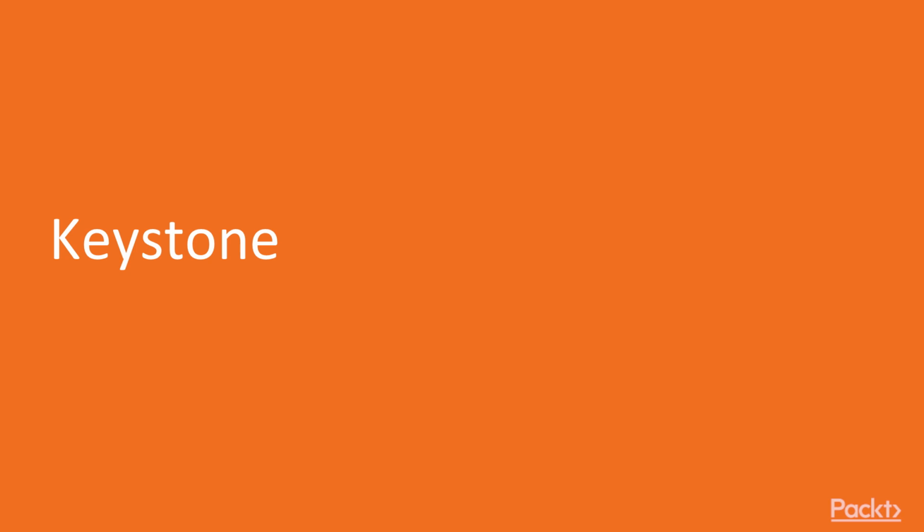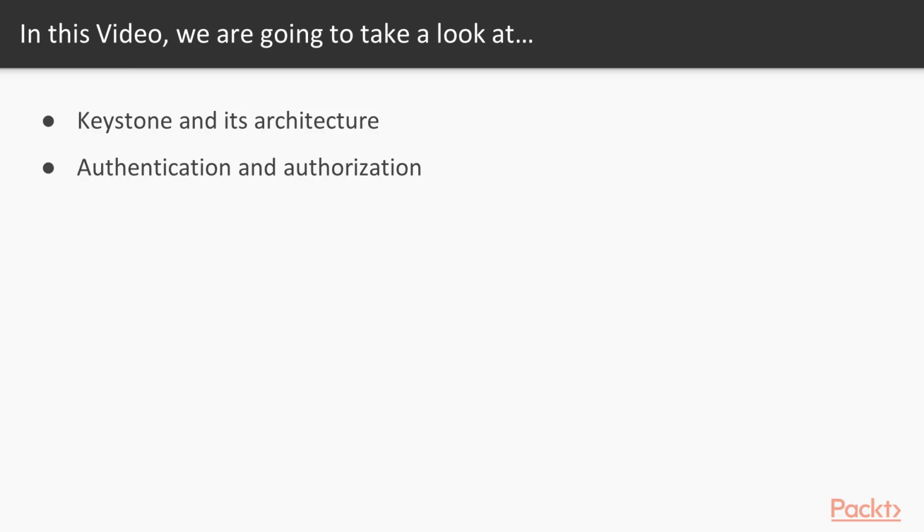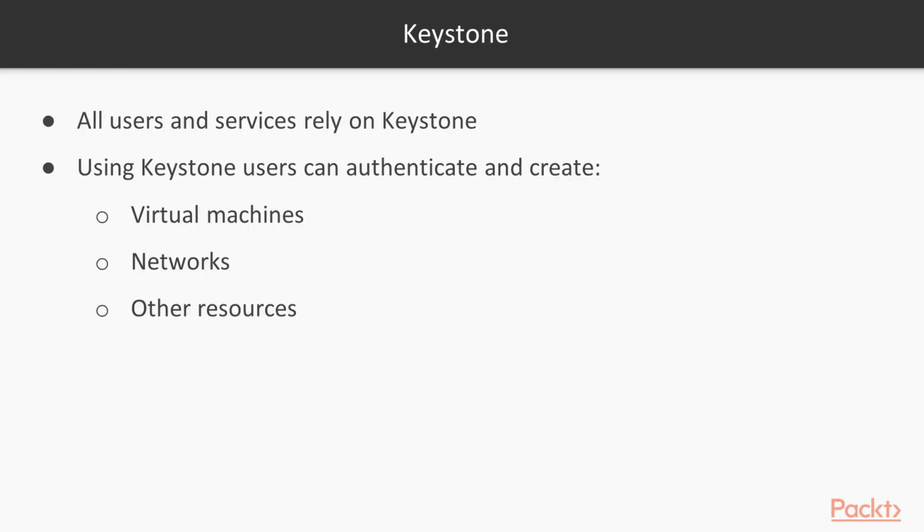Now we move on to the first video of this section that deals with Keystone. In this video, we are going to explore Keystone and its architecture. Then in the later part, we will get a detailed idea about authentication and authorization. All users and services rely on Keystone. Without Keystone, users would not have the ability to properly authenticate and create virtual machines, networks, and other resources.